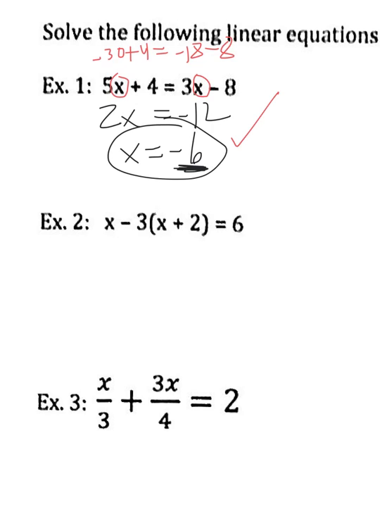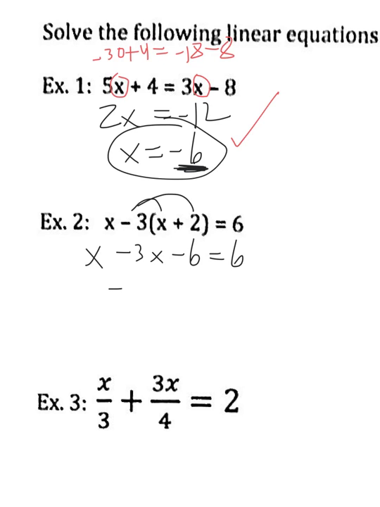Alright, example 2. Anytime there's parentheses, we're going to go ahead and distribute the number in front of the parentheses. So just bring down the x. One thing to keep in mind here, if this x minus 3 was in parentheses, we would be foiling or double distributing. But it's not. The only thing being multiplied in the parentheses is the negative 3. So little things like that to be careful about. So bring the x down and then distribute negative 3. So negative 3x minus 6 equals 6.